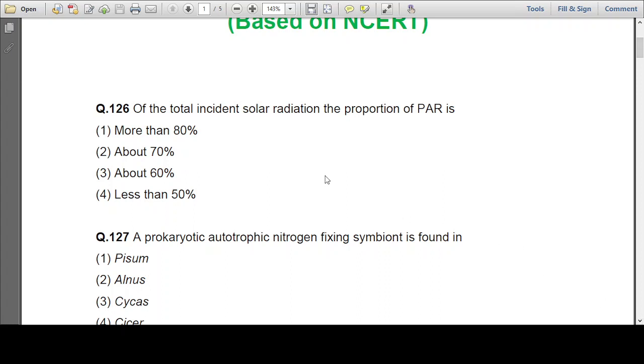Question number 126: of the total incident solar radiation, the proportion of PAR, meaning photosynthetically active radiation. If you read chapter number 14 of class 12th biology, you will find that under the solar energy point of the ecosystem chapter, the PAR is less than 50%. So the correct answer will be option number 4. Now move on to the next question.